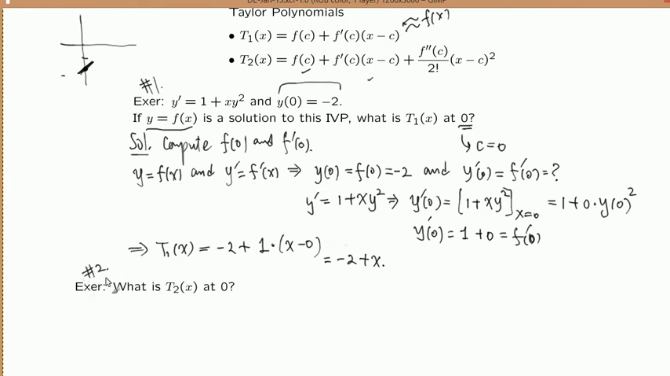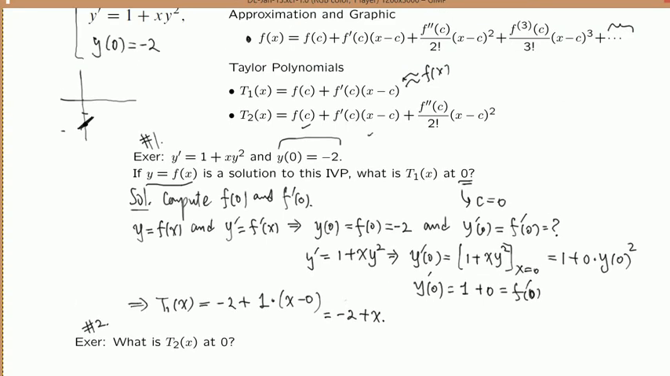Exercise number 2. What is T2 of x at 0? I'm showing you what T2 is. That's a quadratic approximation in analytic terms, also called the Taylor polynomial of degree 2 at x equals 0. The first two terms of T2 we already figured out in T1, right? There's one more term, and all you have to figure out is what is f double prime of 0.